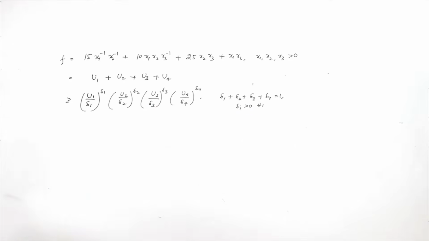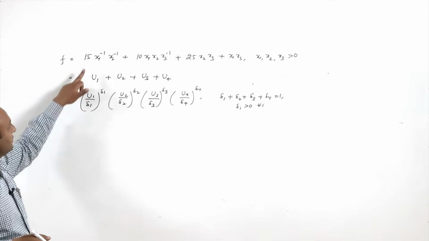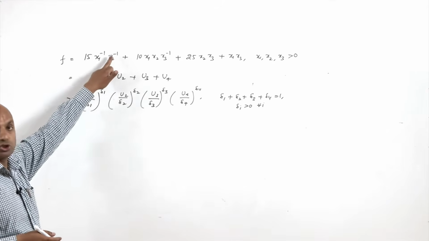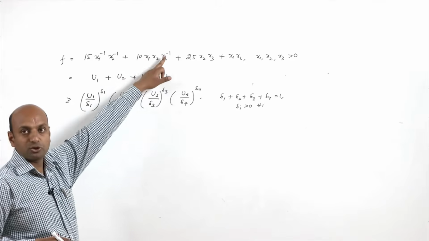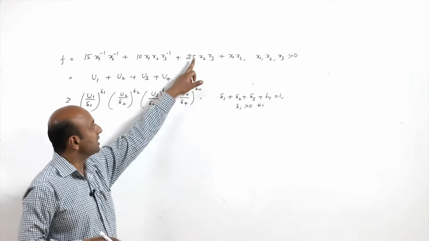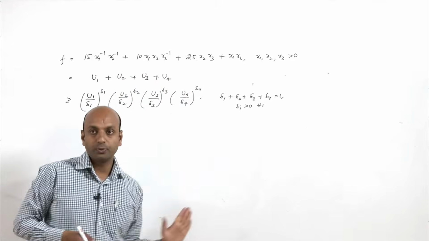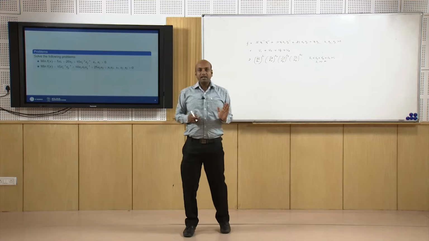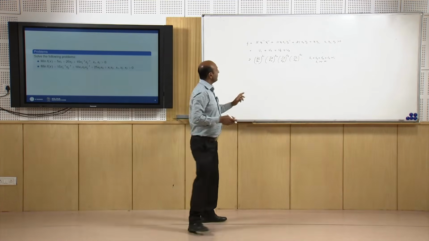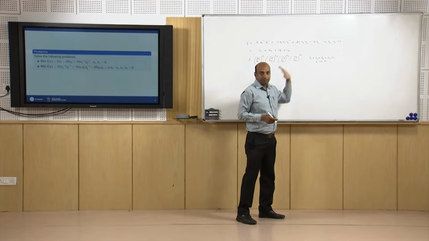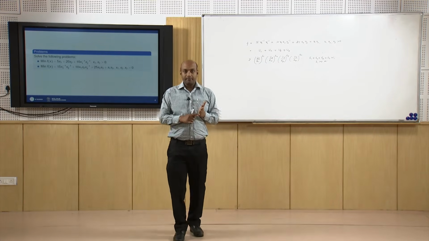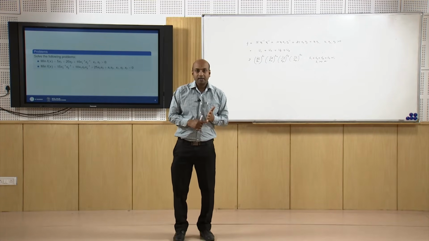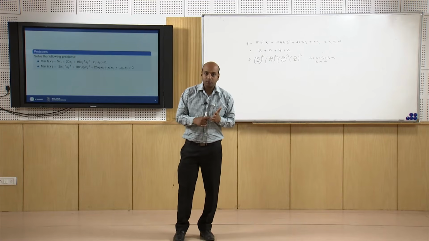Okay. Now, what is u1? u1 is 15 x1 raised to power minus 1 x2 raised to power minus 1, u2 is 10 x1 x2 x3 raised to power minus 1. Similarly, u3 is the third term, u4 is the fourth term. Okay. Now, how many variables are involved here? Here we have 3 variables x1, x2, x3. Now, we will first make it free from the variables. Let us collect the powers of x1, x2 and x3.